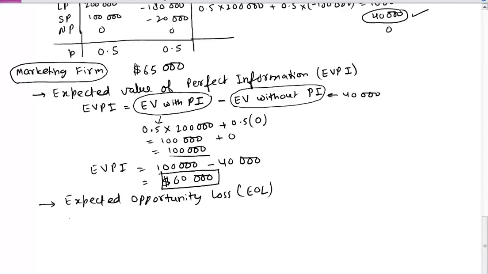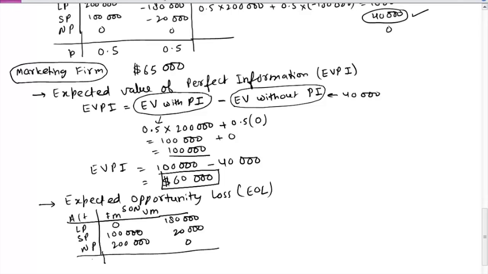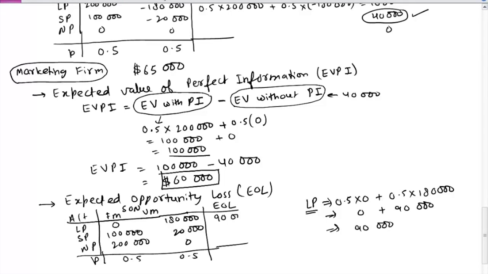So I will repeat the table we made for opportunity loss for decision under uncertainty. And we also have P of 0.5 each. So if you do the weighted average calculation for large plant, same thing if you do for small plant, you should get 60,000. The lowest value obviously is 60,000, so we go for small plant.